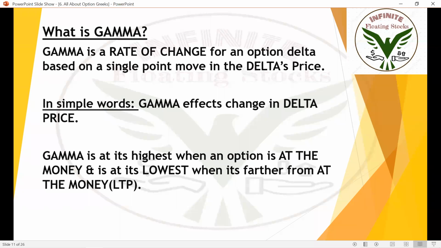So the definition of delta is very simple. If delta is 0.20 and the underlying asset moves 100 points, that means premium moves 20 points. If delta is 0.90 and the underlying asset moves 100 points, that means premium moves 90 points. Gamma affects change in delta price. Gamma will be highest at the at the money strike price, and lowest when you move upward or downward from it. So just remember that.